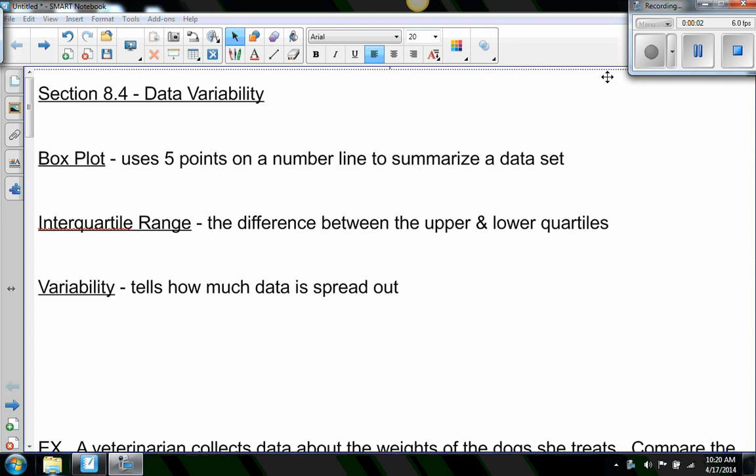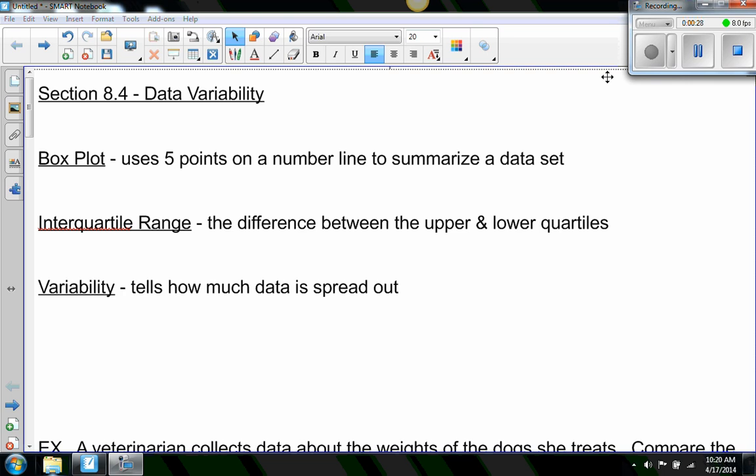Hello, 7th graders. Your next video is on section 8.4, which is data variability. We're going to start out with box plots, which in the past have also been called box and whisker plots. I'm going to go over some terms first for those.